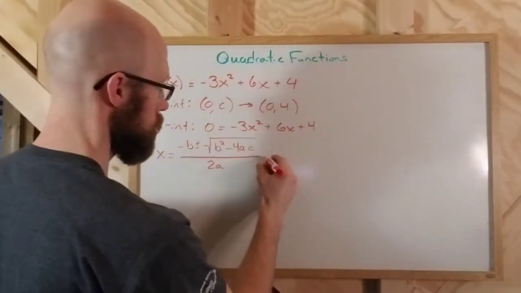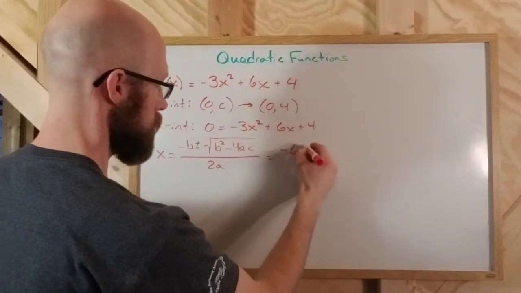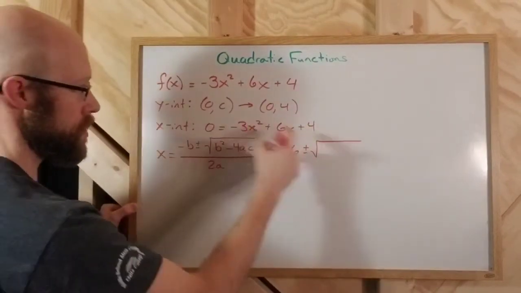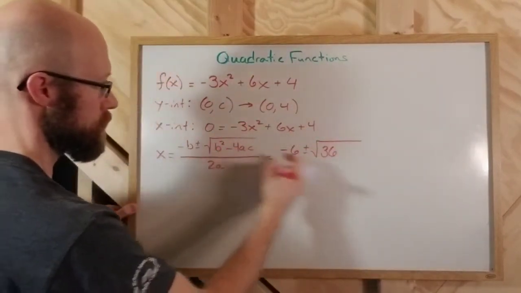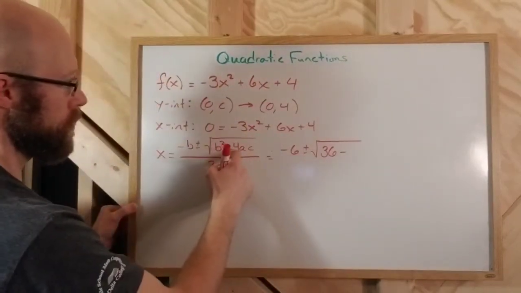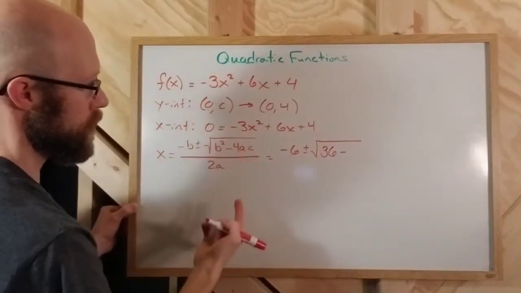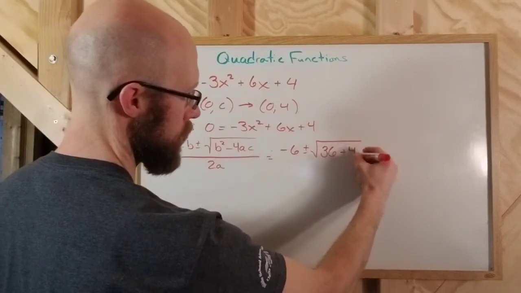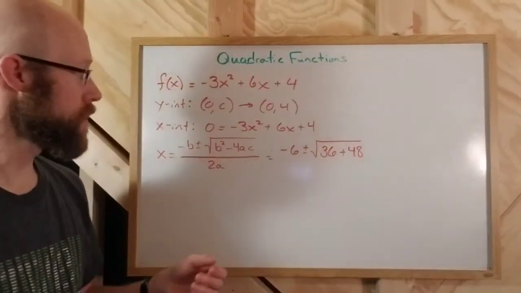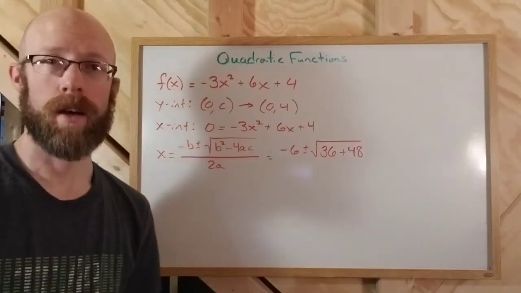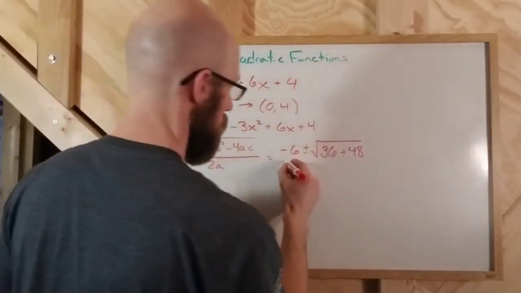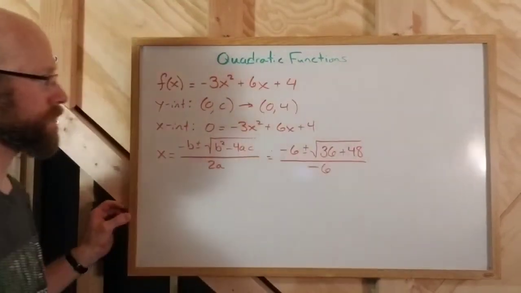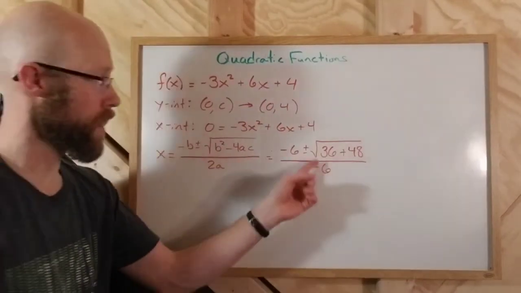When I plug those numbers in, negative 6 plus or minus the square root of, well, b squared is 6 squared, which is 36, minus 4ac. Well, minus 4 times a, the negative 3, that's a double negative, makes a positive 12, times 4 again, that's the c, is 48. So 4ac is 48, and then you've got your double negative there to make the plus. Then on the bottom we have 2a. Well, 2 times negative 3 is negative 6. And so from here we simplify.